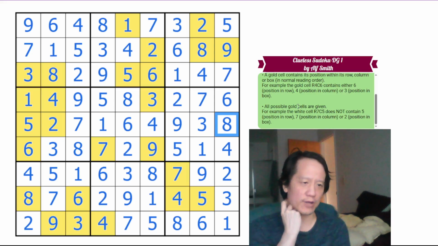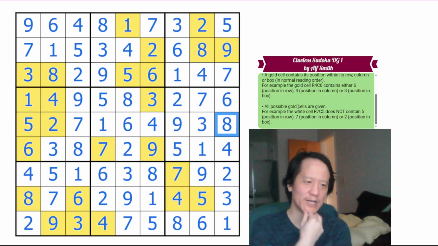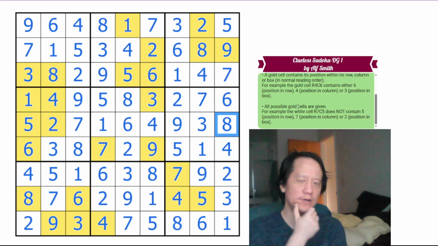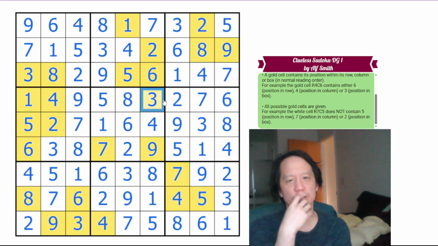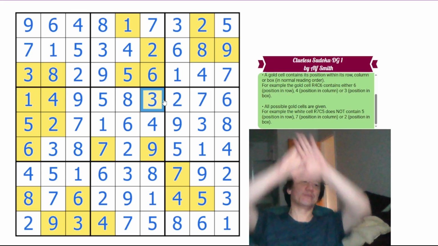Disjoint sets are already hard for people. A lot of people can't really see it very well. And then you add the gold cells, which is kind of unfamiliar. And even then, it's not that restrictive. So, it is interesting, though.